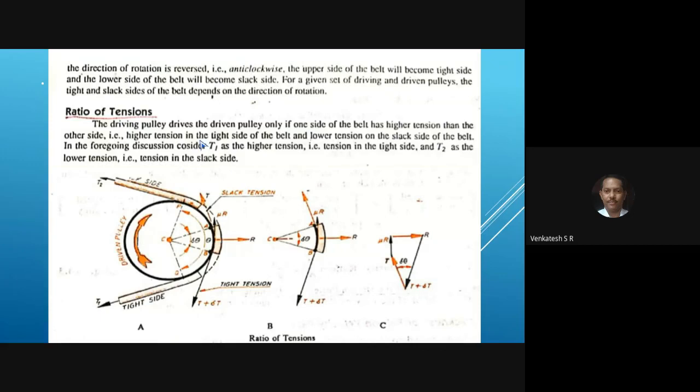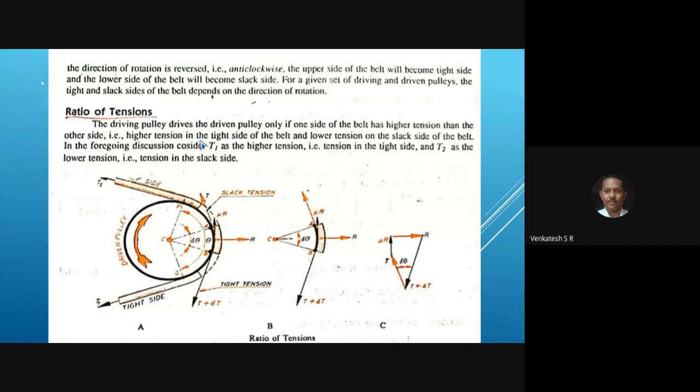That is, higher tension in the tight side of the belt and the lower tension on the slack side of the belt.